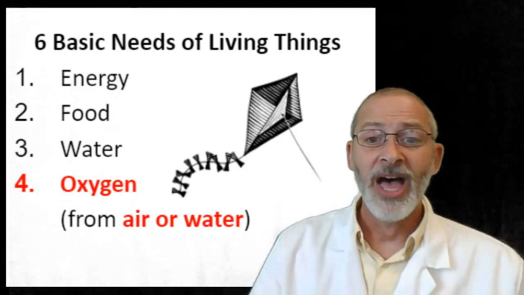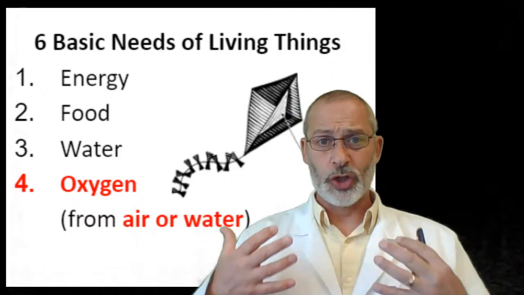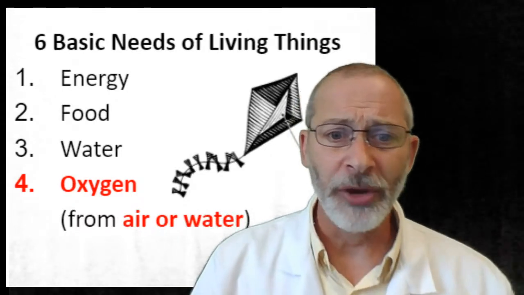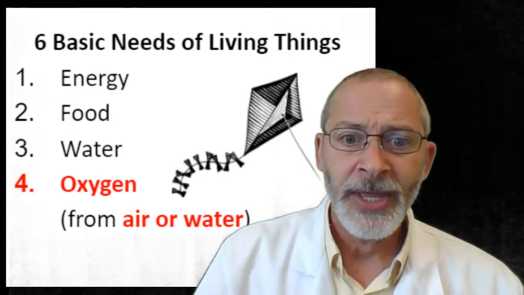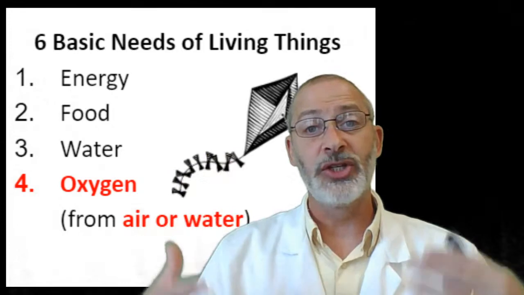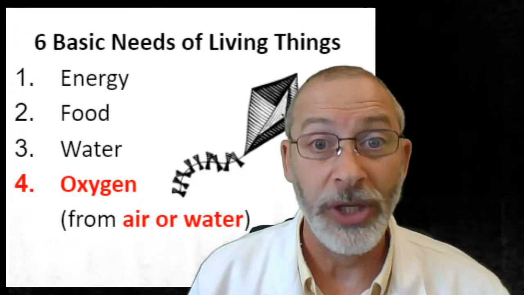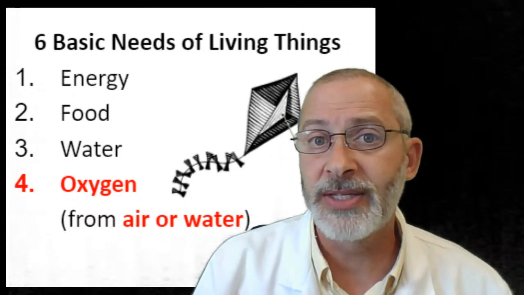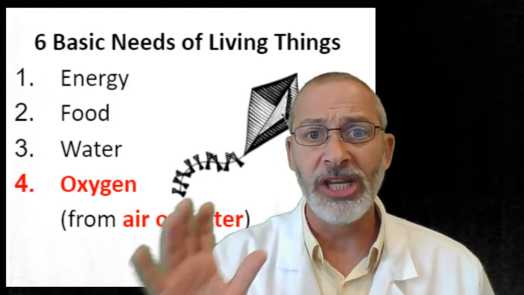Number four, oxygen. Obviously, we as human beings, as mammals, we know that we require oxygen in order to live. We take in the oxygen from the air, and we use it to help us metabolize, and then we exhale carbon dioxide. But all living things need a certain amount of oxygen.